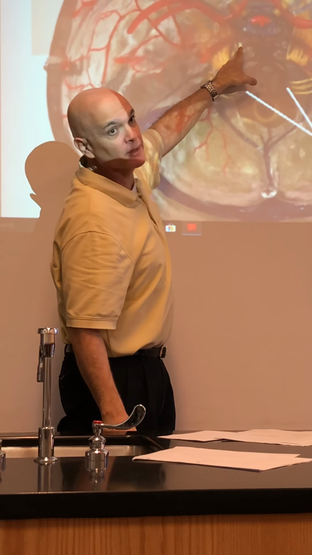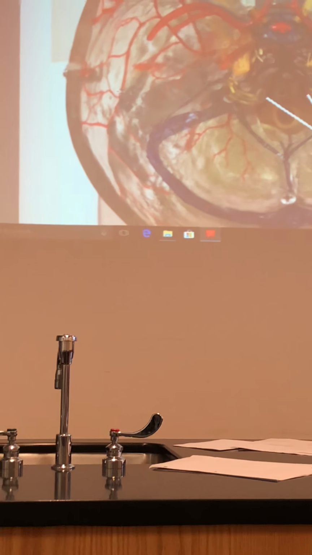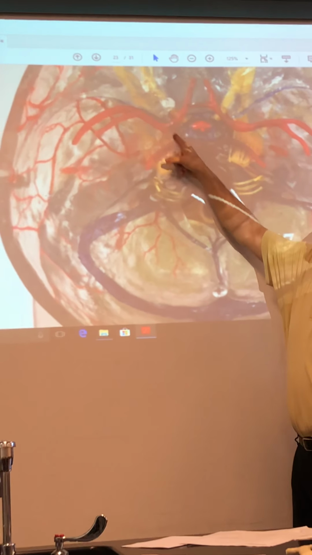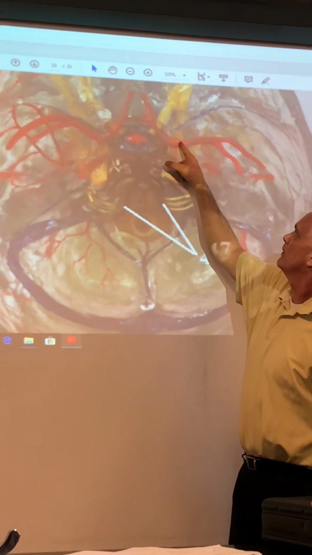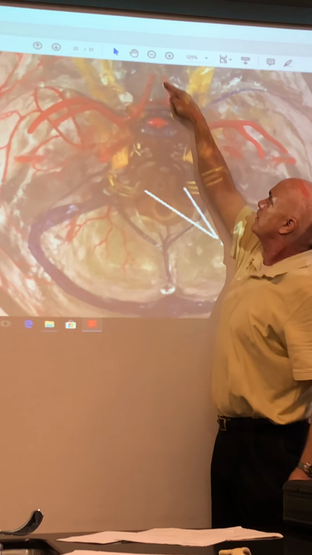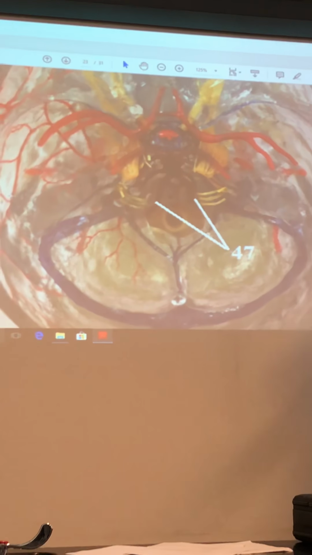What's that little yellow thing right there? Isn't it the oculomotor nerve? Oculomotor nerve. So posterior cerebral. This little piece is the posterior communicating. Then we have the middle cerebral. Then the anterior cerebral starts here and goes all the way up. Anterior cerebral, then anterior communicating.